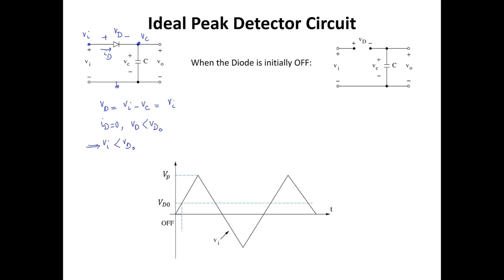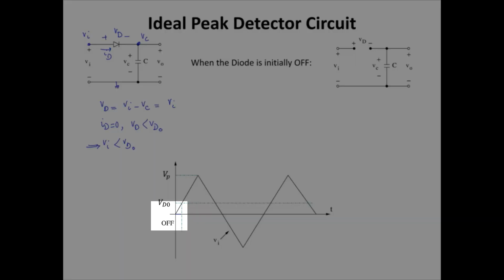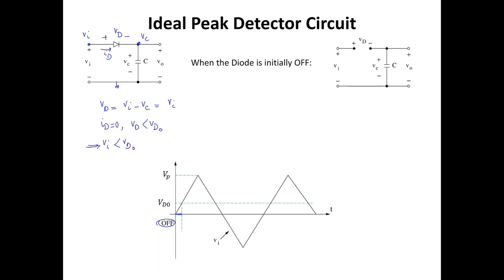So for Vi values less than Vd0 volts, the diode is going to be off, and we can replace it with an open circuit. So V out is equal to Vc, which is equal to 0 initially. So for this time range, as you can see, the diode is off and V out in this range is equal to 0. I'm plotting V out of t as a function of time with blue color.